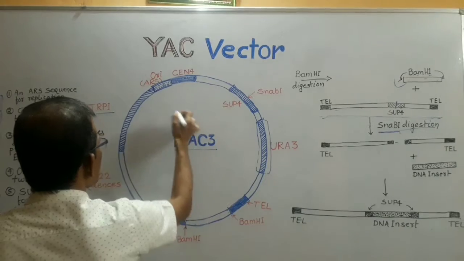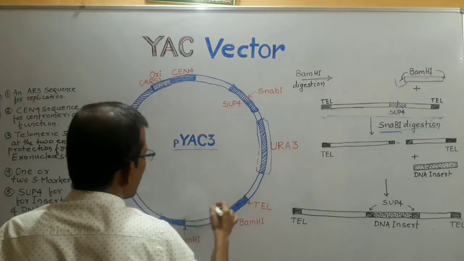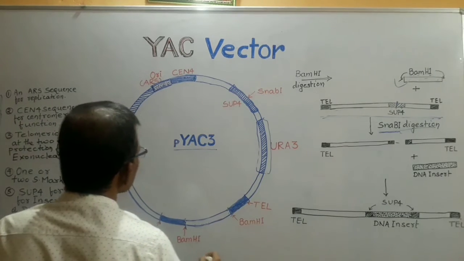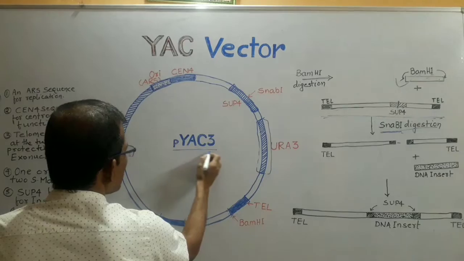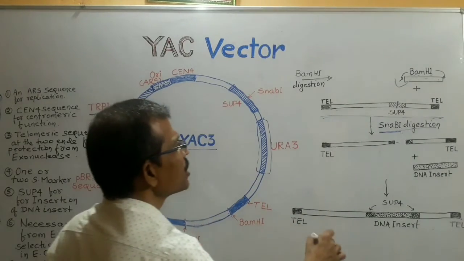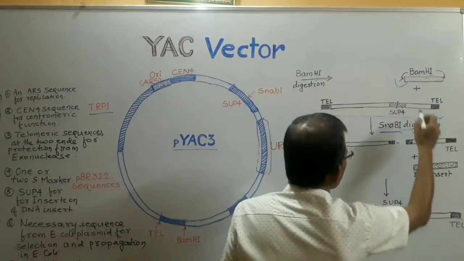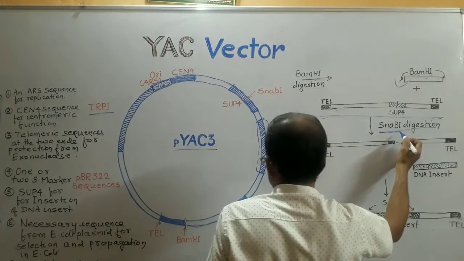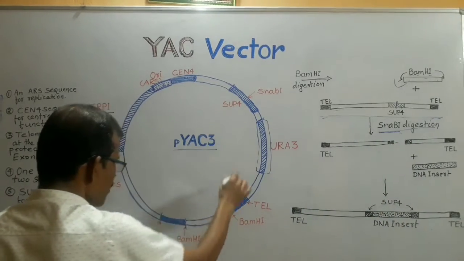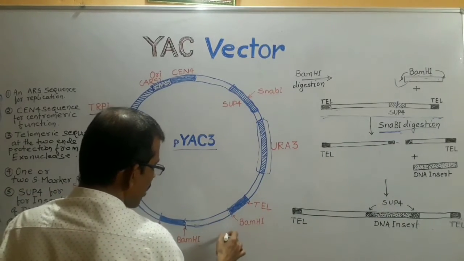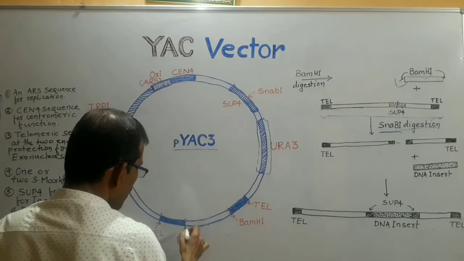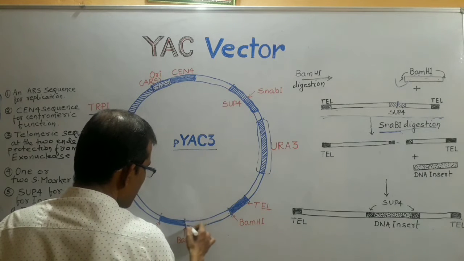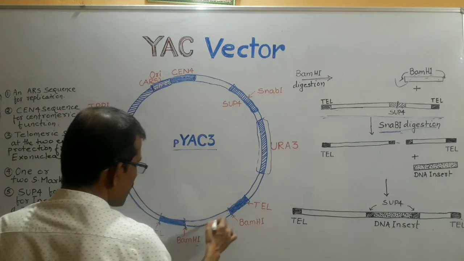PYSC3 is itself propagated within E. coli, whereas cloning is done in yeast. For cloning, PYSC3 is cleaved by using two different restriction enzymes. One is BAMH1, other is SNAB1. So cleaving this circular vector by BAMH1 cleaves this vector molecule at the junction of the telomeric sequence and the fragment that is necessary for circularization within E. coli.